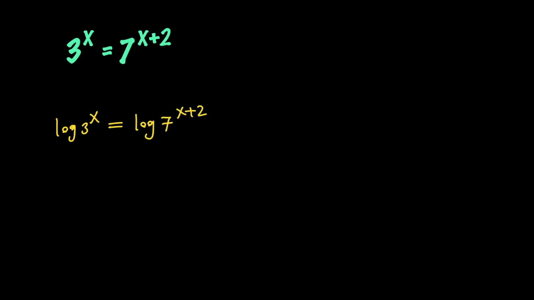Then let's go ahead and use the power rule, which is one of the most important properties of logarithm. It states that log of a to the power of n is equal to n times log a. Basically, it means that we can take the power of an exponent and bring it in front and use it as the coefficient of logarithm.